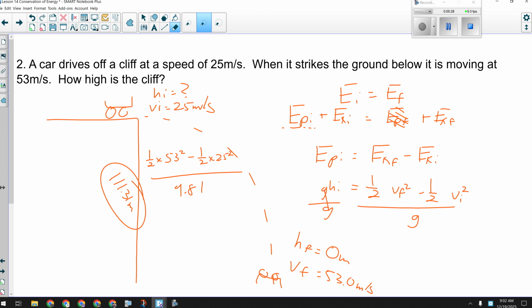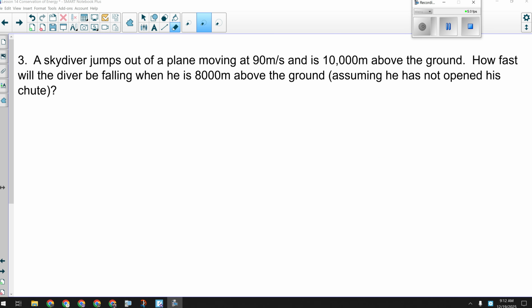But I'll show you an example of one of these things where when you watch it, it's like, whoa, that's really cool, and then all of a sudden your brain kicks in, and it's like, wait a minute. All right, a skydiver jumps out of a moving plane at 90 meters per second, 10,000 meters above the ground. How fast will the skydiver be falling when he is 8,000 meters above the ground, assuming he has been in free fall and not opened his parachute?